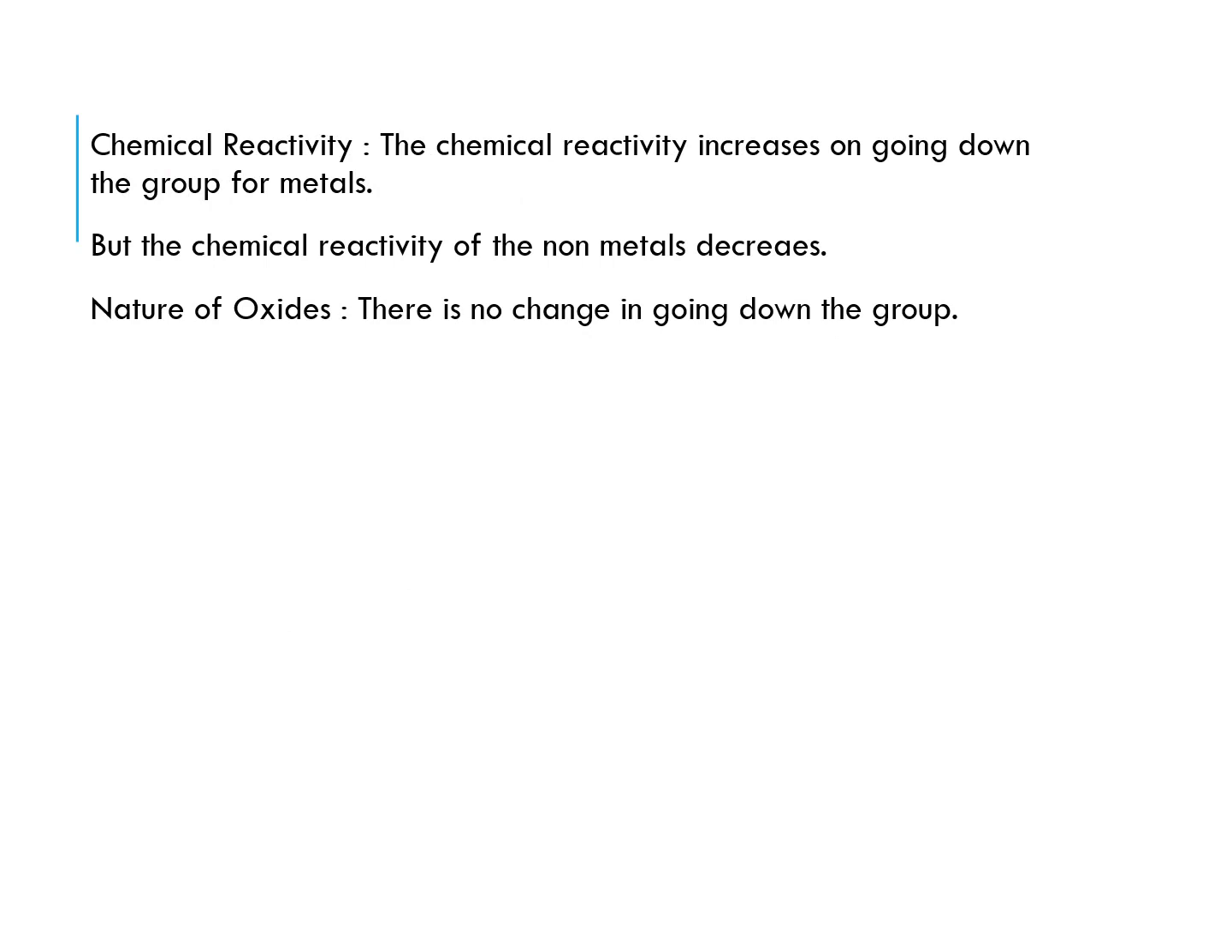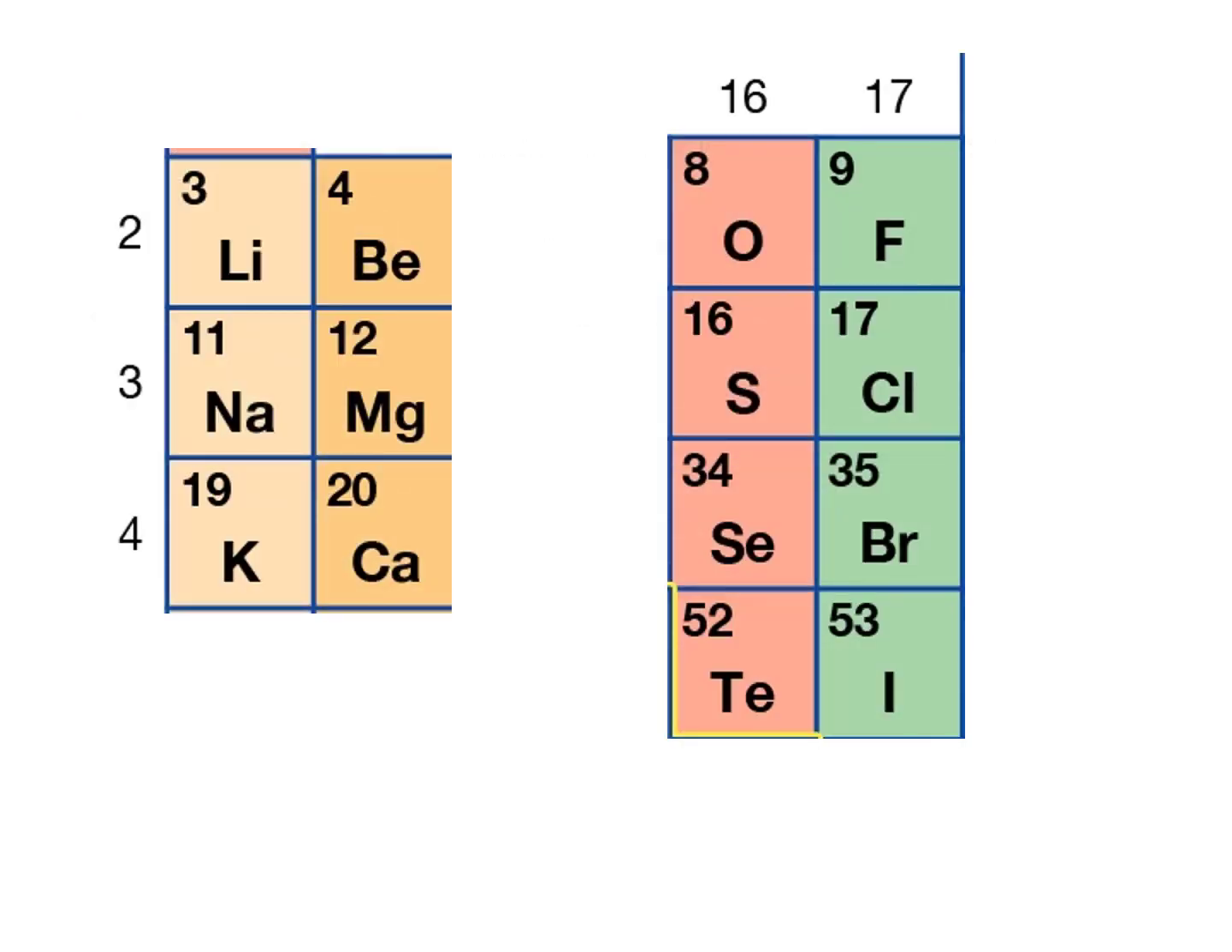The chemical reactivity increases on going down the group for the metals, as I've told you, but the chemical reactivity of the non-metals decreases. Why does it decrease? Because of the increasing number of shells. The nucleus goes down inside the atom and it has no tendency to catch the electrons very readily. Now moving further, as I have shown you, this was the group, for which I have given you the explanation.